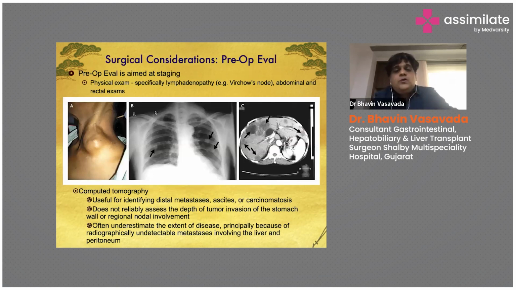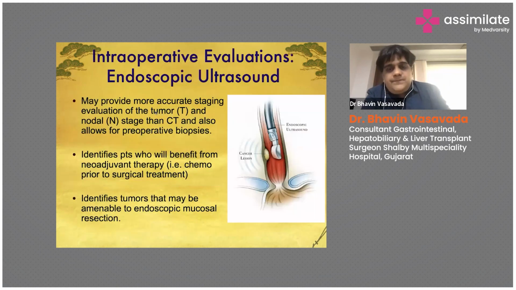Pre-op evaluation should include clinical examination for any metastatic nodes, most commonly found in the neck or around the umbilicus, which we call Sister Mary Joseph's node. Then a detailed abdominal examination, chest X-ray to look for lung metastasis, and CT scan of abdomen and chest to see any hidden metastasis. Liver metastasis is quite common, and whenever it is present, the disease has generally already spread and is non-operable.